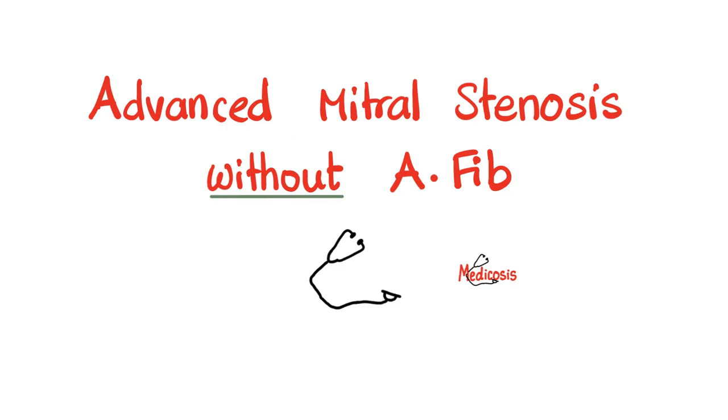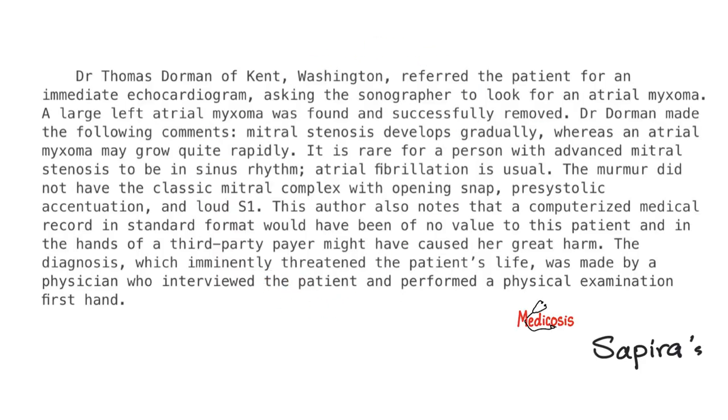The following part is not for the faint of heart. What if I find advanced mitral stenosis, but there is no atrial fibrillation? Well, I should be very suspicious. Here is a true story from the famous textbook Sapira's The Art and Science of Bedside Diagnosis. Quote, Dr. Thomas Dorman of Kent, Washington, referred the patient for an immediate echocardiogram, asking the sonographer to look for an atrial myxoma. What? Why did the doctor order that? Why is the doctor suspicious of atrial myxoma?